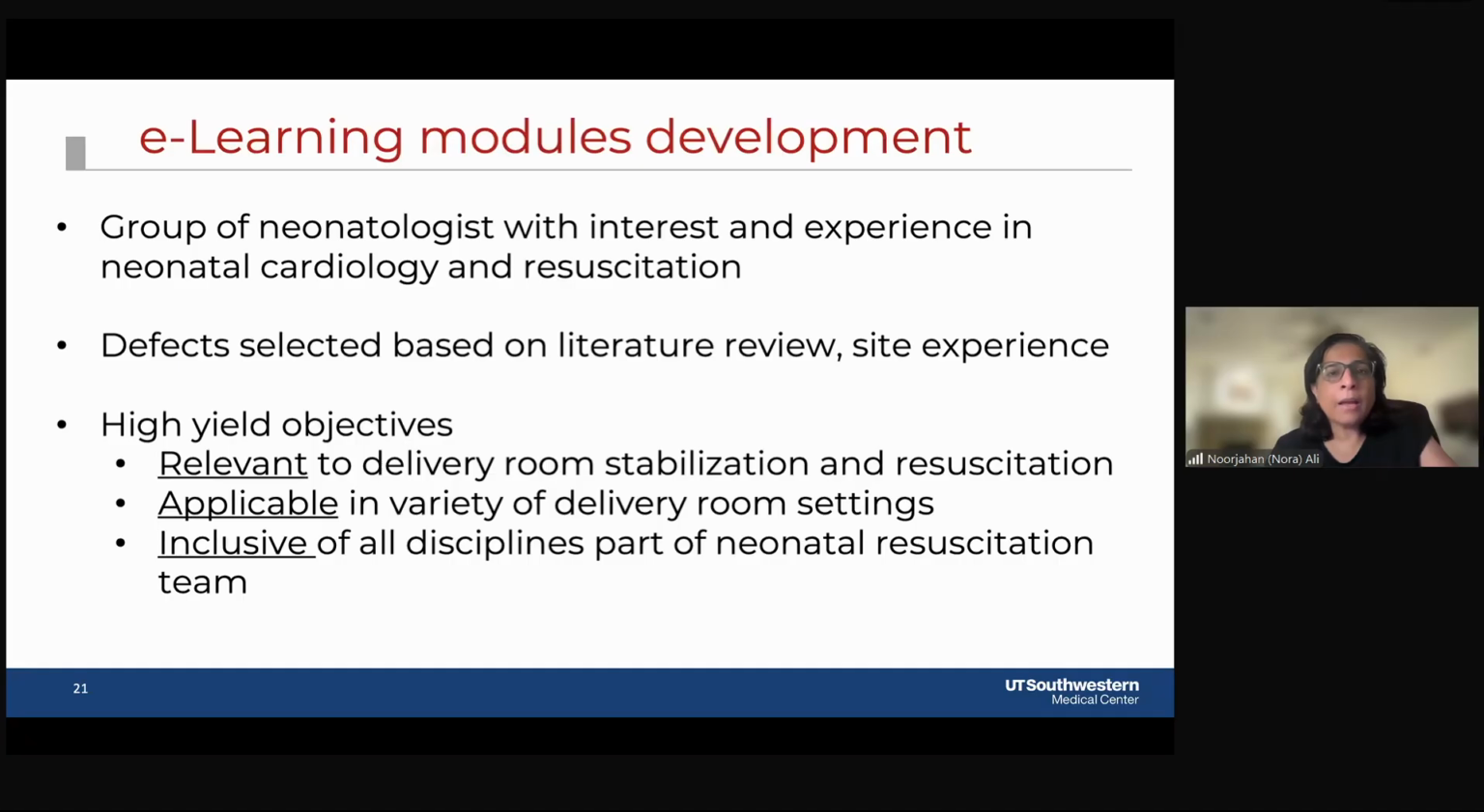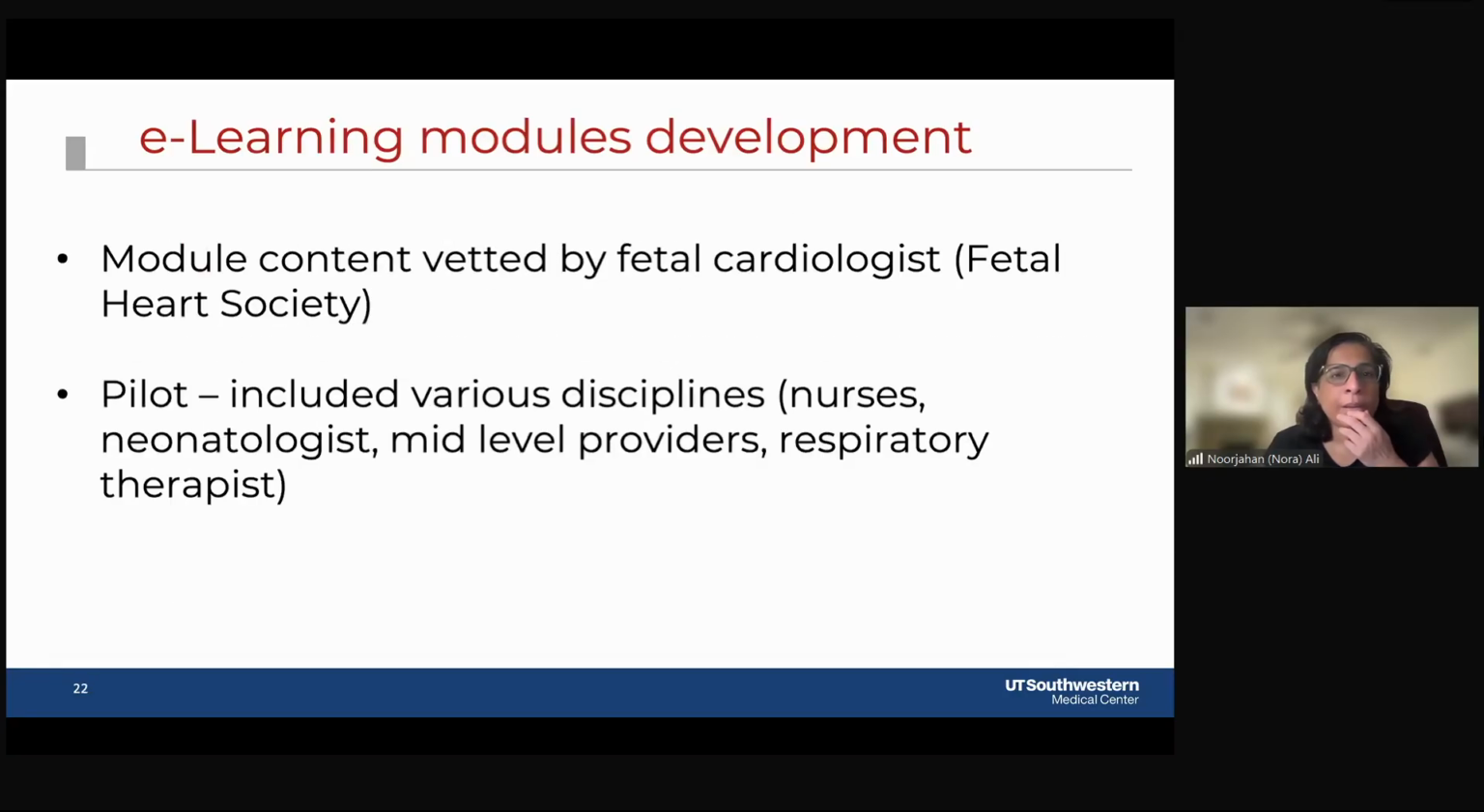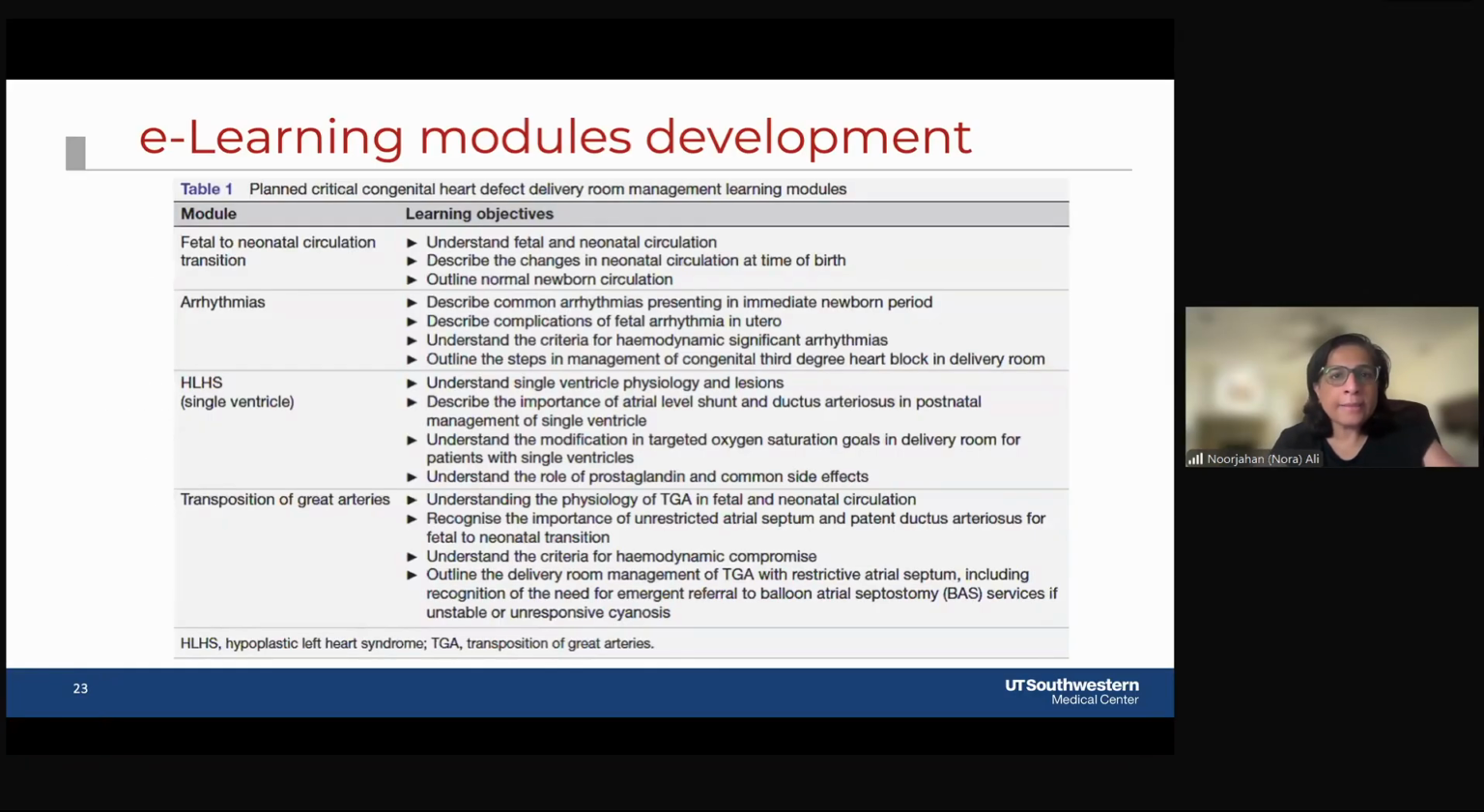When we had them, we wanted to test them out. So what we ended up doing was we piloted these modules first and got some feedback. We also had a fetal cardiology expert through the Fetal Heart Society vet the modules, just to make sure we weren't saying anything weird or odd or completely wrong. Once we had that, we landed on these 4 main ones.